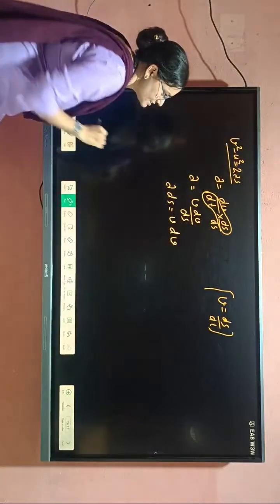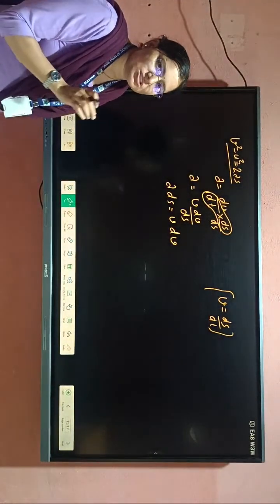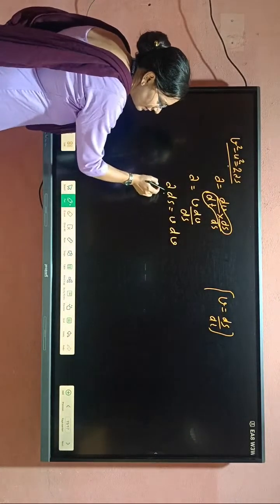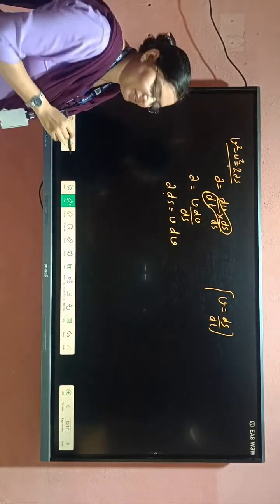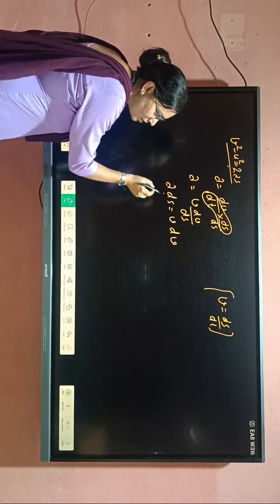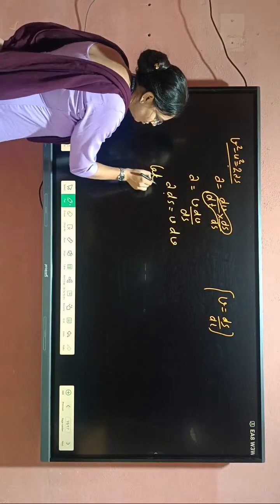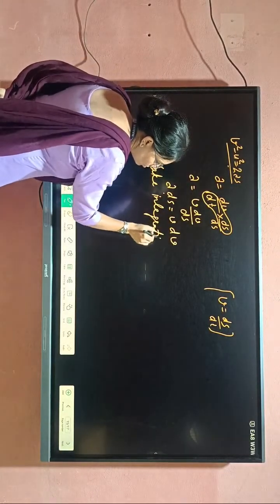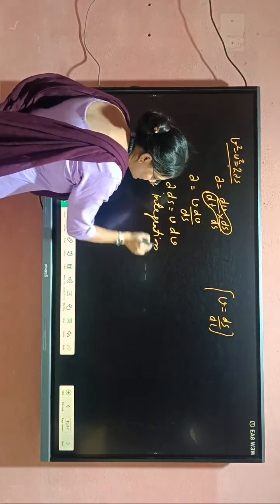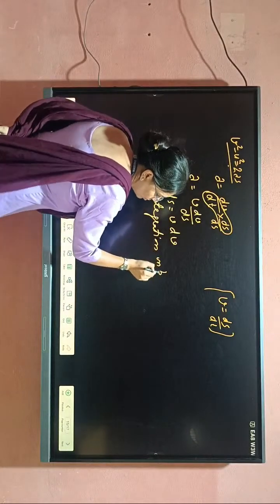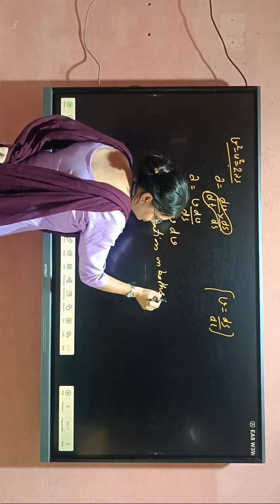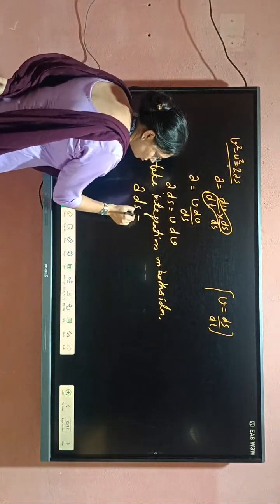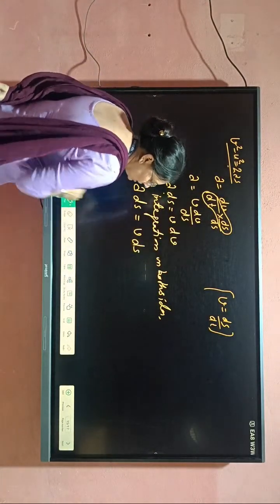Why did we replace time with displacement? Because here we need displacement, not time. So we write a ds equals v dv. To find the total, we take integration on both sides, for total velocity and total displacement. So we write integral of a ds equals integral of v dv.